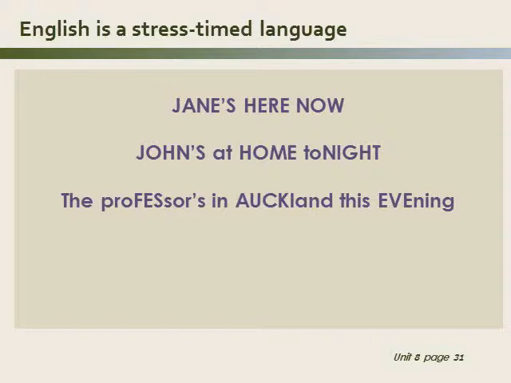Why do we stress words? Well, they're the ones that carry the real meaning of the sentence. If I say Professor Auckland evening, you might have a chance of understanding the meaning. If I say the in this, it means absolutely nothing. So the unstressed words are often the grammatical words that just help us cobble the sentence together.